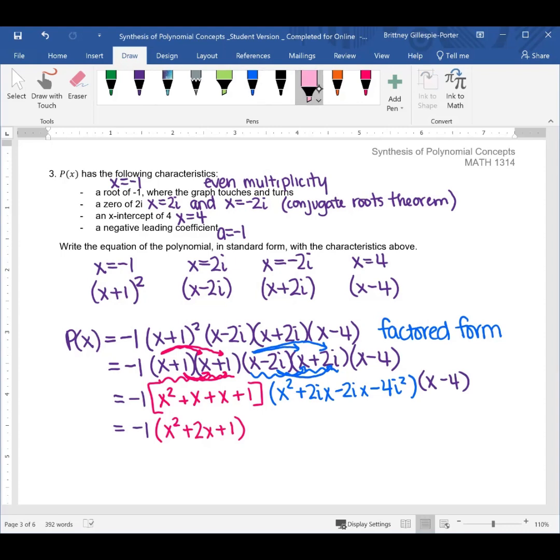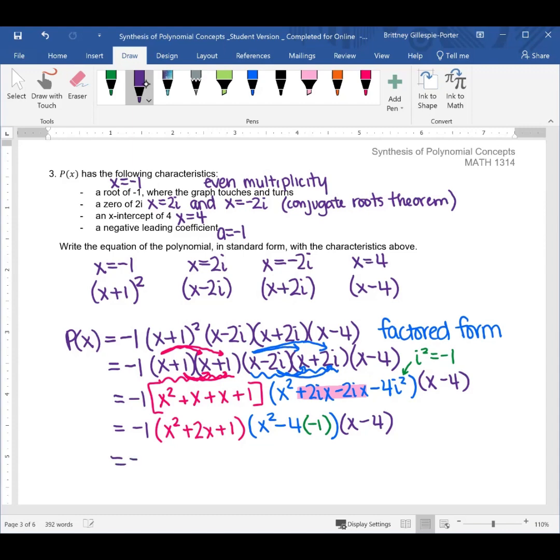Simplifying my blue part, where I have my i's multiplied together, notice that the middle terms cancel. If they didn't, something went wrong. And we also know that i squared is equal to -1. So we're going to have x squared minus 4 times negative 1, plugging in for our i squared. And then again, my x minus 4 is just along for the ride.